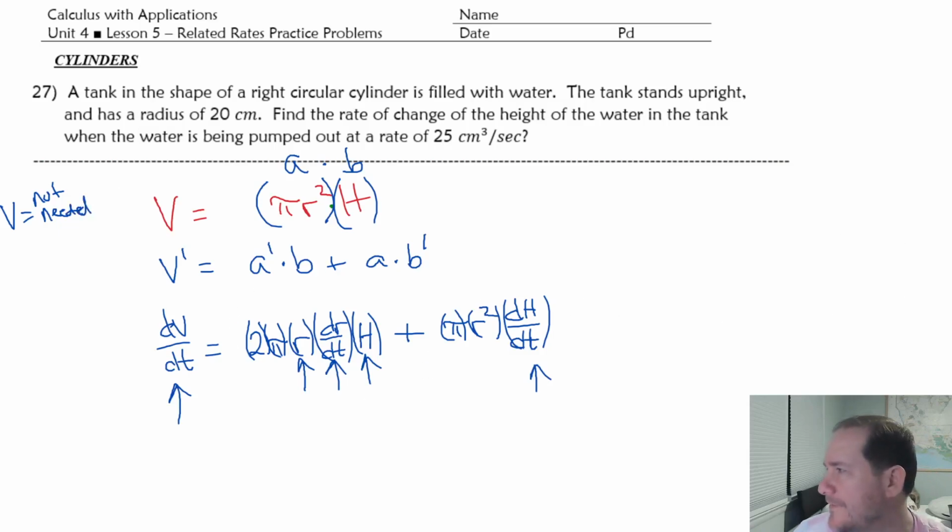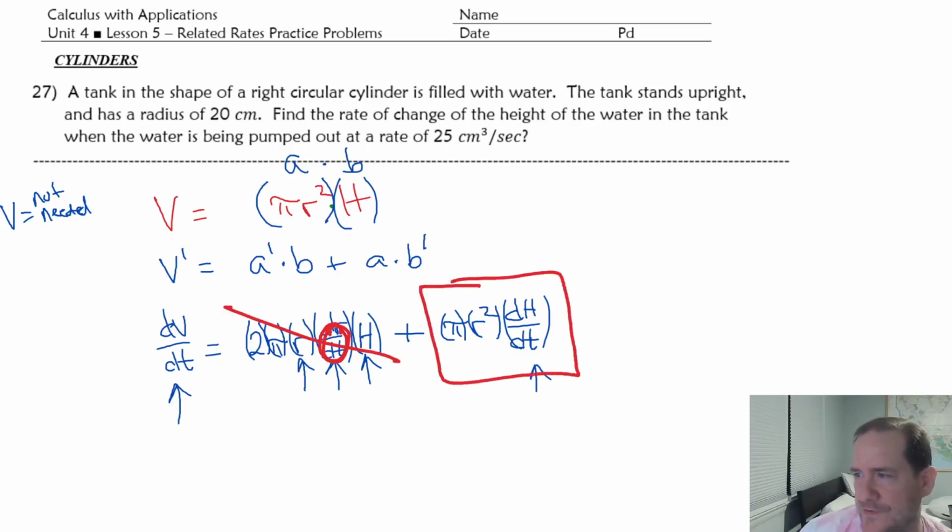Pretty much across the board, we just never need it. Now I will say for this problem, since we all agree that the radius isn't changing, that makes dr/dt go to 0, which means this whole term basically goes to 0, which means only this term is going to matter for us. So from here we'll go forward.